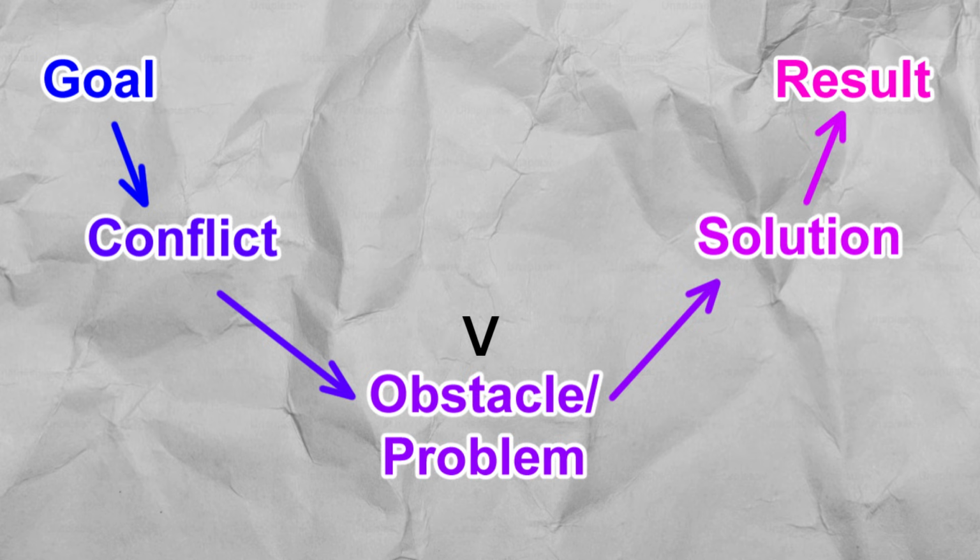A goal can also have a natural obstacle or problem without the need of a competing character, like surviving in the wild. Nature is the obstacle, but it doesn't have a goal. Once the main character has their obstacle, they come up with solutions to try and overcome the obstacle to achieve their goal. Each solution has a result, pass or fail. Usually, if they fail, they can keep trying until they pass.